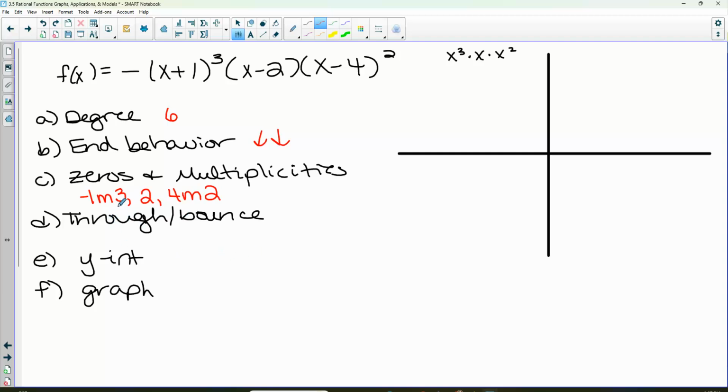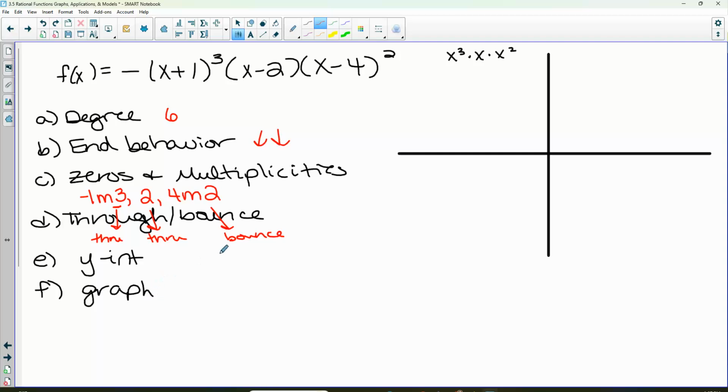Okay, through or bounce. That's based off the multiplicity. Odd multiplicity will go through. This is a multiplicity of 1, so 1 is odd. That will go through. 4 has a multiplicity of 2. 2 is even, so that one will bounce.